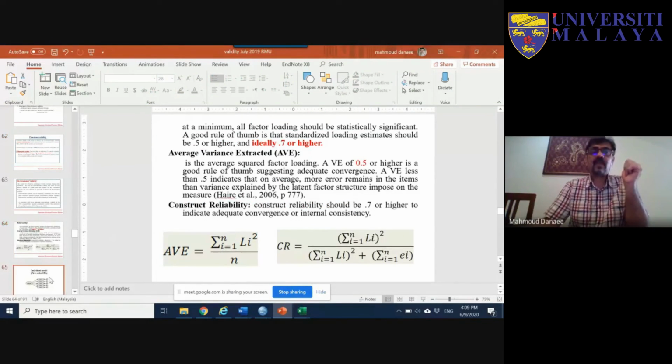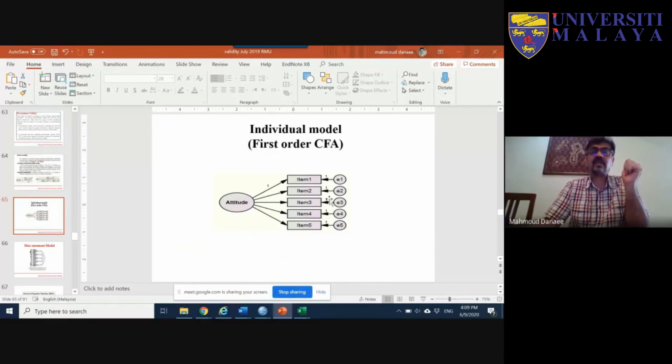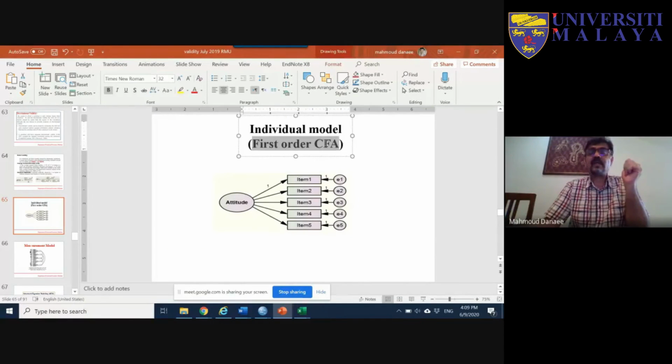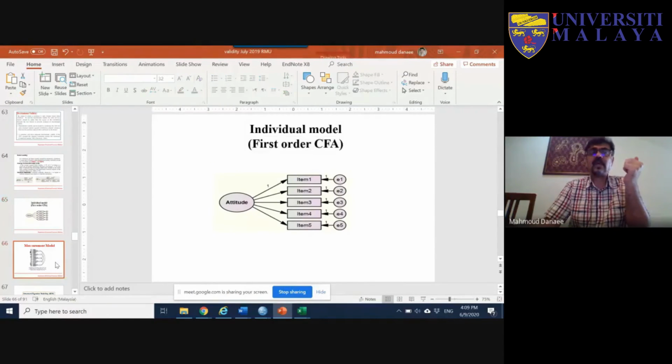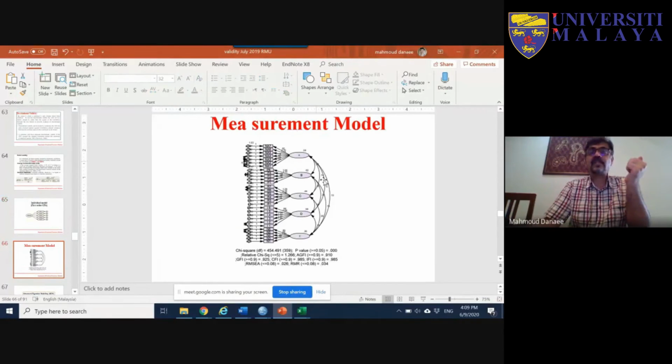So this is a construct, for example, and remember, CFA stands for confirmatory factor analysis. This is also called the measurement model. This analysis can be done through structural equation modeling. So it means if you want to do the confirmatory factor analysis, you need to do the SEM.